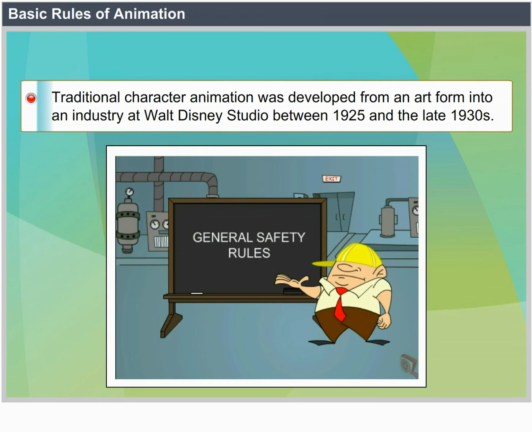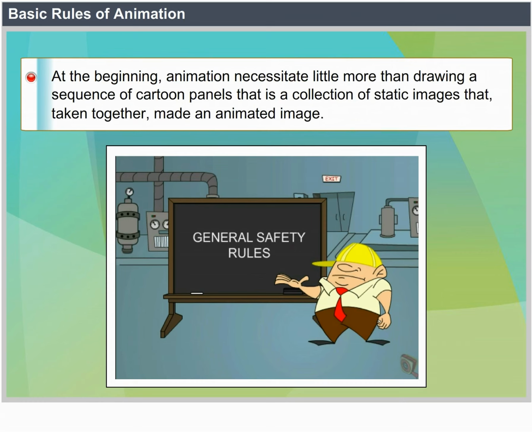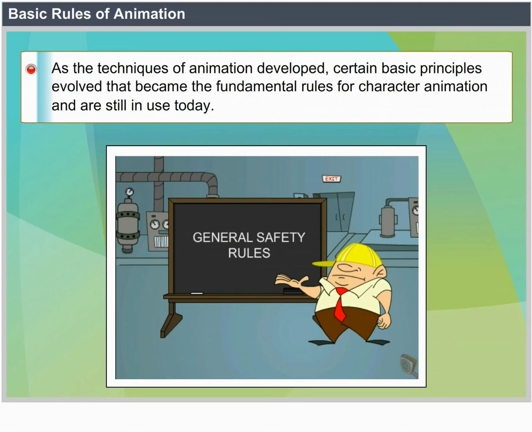Basic rules of animation. Traditional character animation was developed from an art form into an industry at Walt Disney Studio between 1925 and the late 1930s. At the beginning, animation entailed little more than drawing a sequence of cartoon panels, a collection of static images that, taken together, made an animated image. As the techniques of animation developed, certain basic principles evolved that became the fundamental rules for character animation and are still in use today.